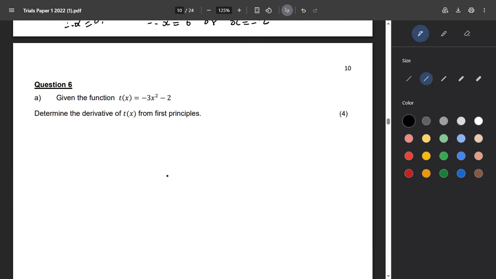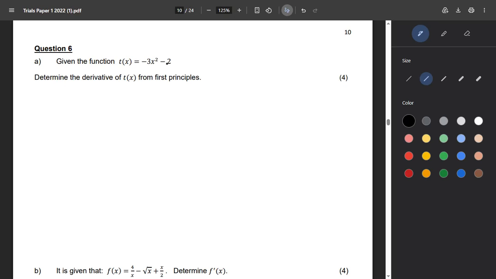Those are the steps. Question 6, you are given the function f at x, which is minus 3x squared minus 2. Oh, finally we are doing something interesting, which is the first principle. Determine the derivative from the first principle.